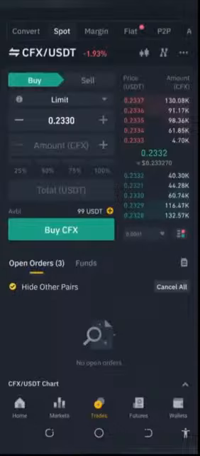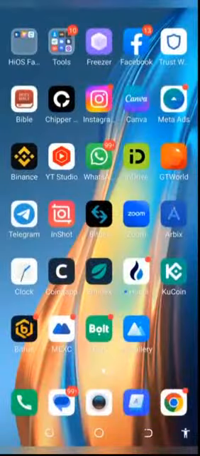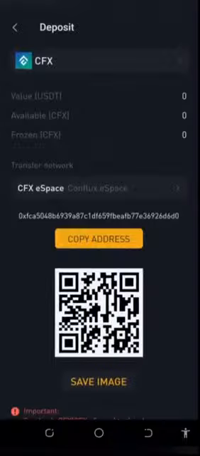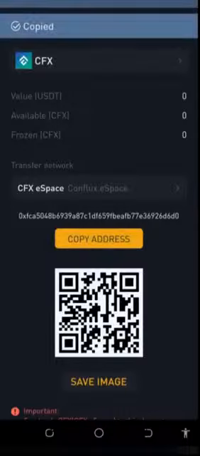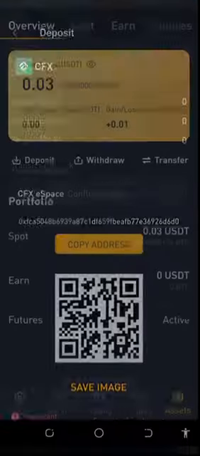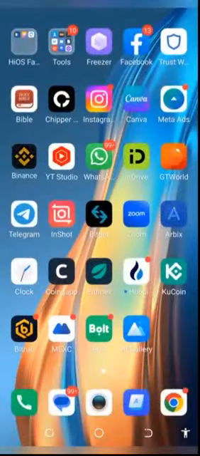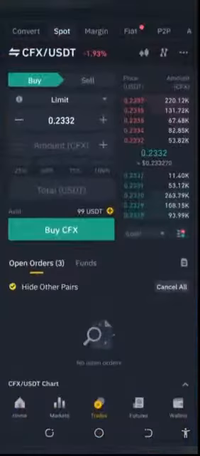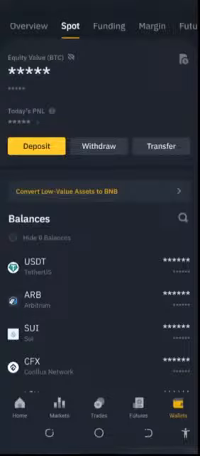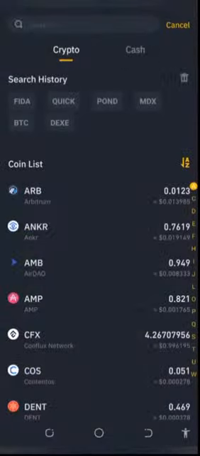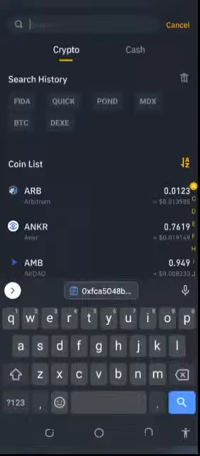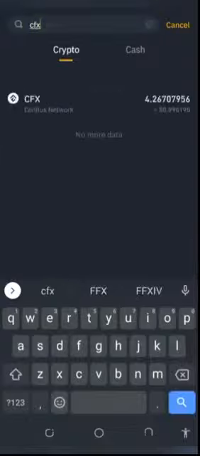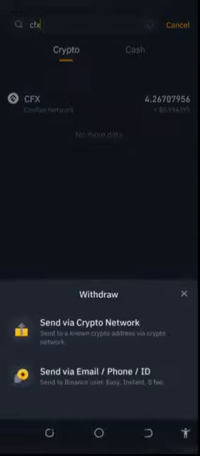Okay. Next is that we have to go and get the withdrawal address. It's currently CFX e-space. So we're just testing this out. If this works, keep your fingers crossed, we're coming back to do this trade live. Okay, so let's copy it, and then we will go back and withdraw. So we check on our CFX. We just have 4.26.